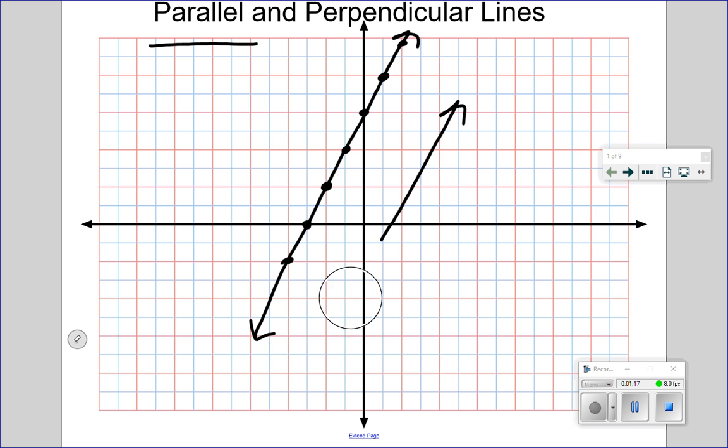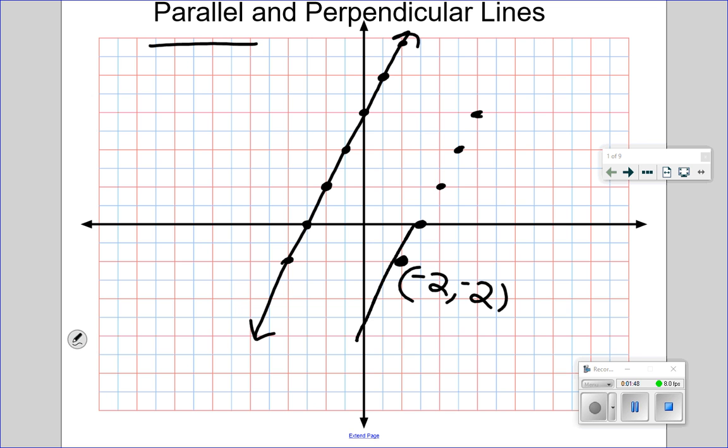So to get this precisely parallel, if I pick any other point to start with, let's say I had to start at this point right here. Maybe the direction said it has to contain that point (-2, -2). In order to make a line that is parallel to this, the slope must also be 2. So I would start at this point right here and go up 2 over 1 like that. I'm just going to continue that a few more times, and now we've got ourselves a line that's parallel.